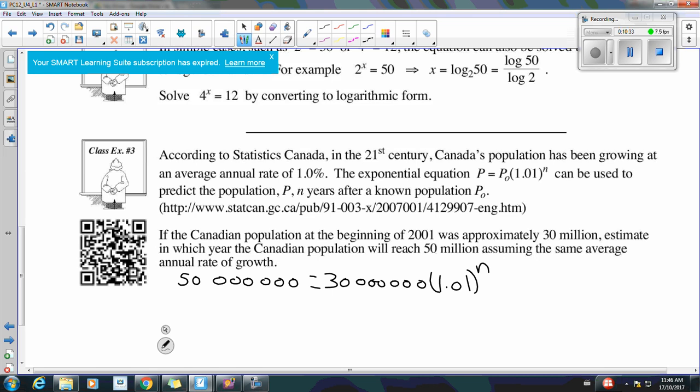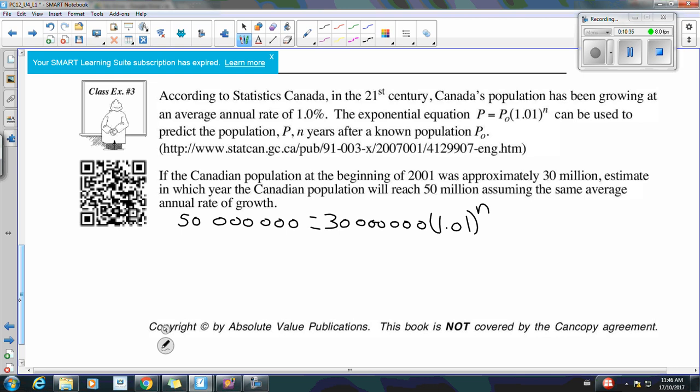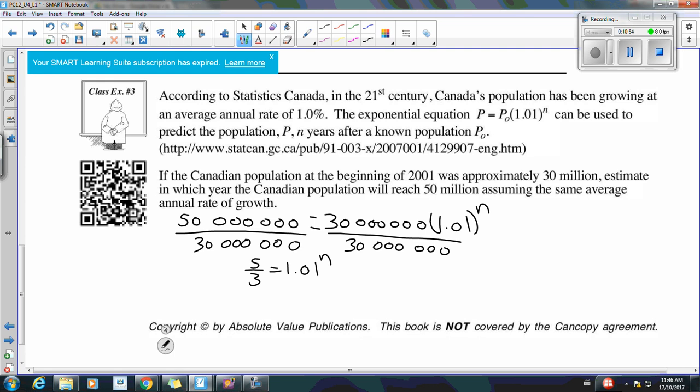So these functions or equations are easiest to solve when we first bring our constants together. So if we divide by 30 million here and do that to both sides, then we're going to have our exponential equation by itself. So we're going to have 5/3 equals 1.01 to the n. So now this is a simple equation. We could choose to take the log of both sides, or you could just change to log form. Either way works. So I took the log of both sides.